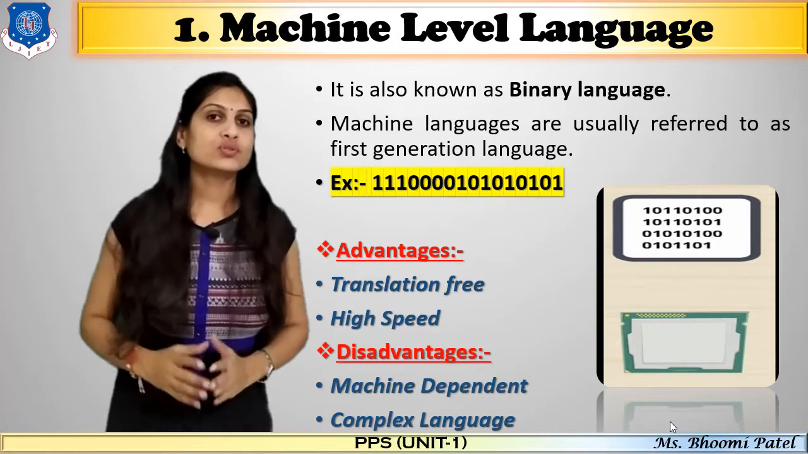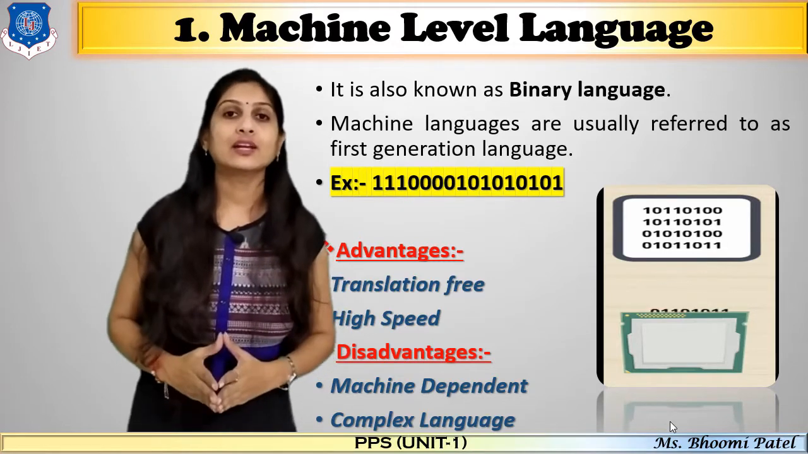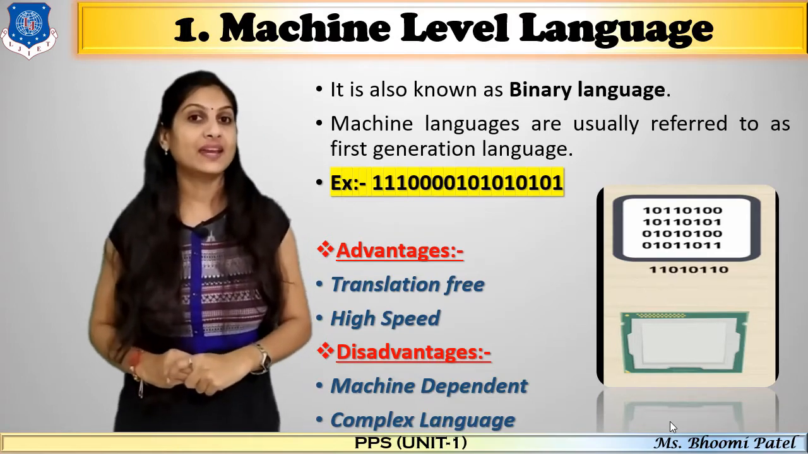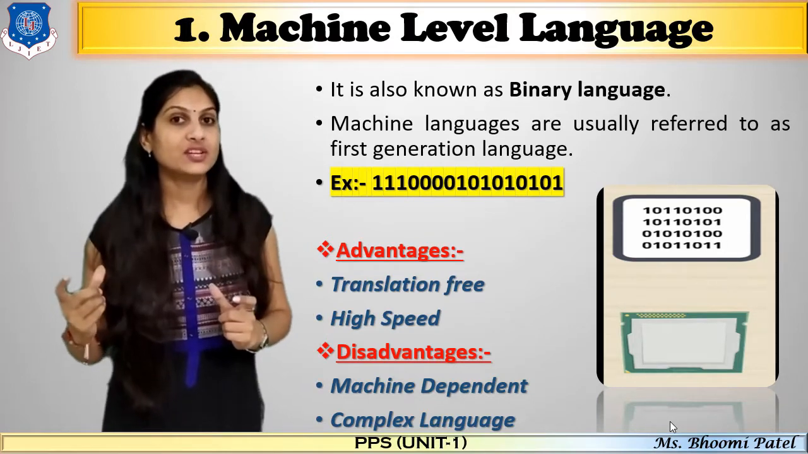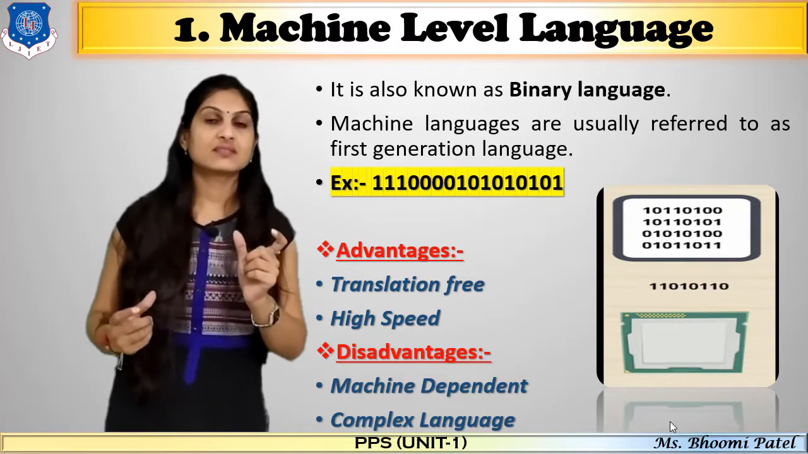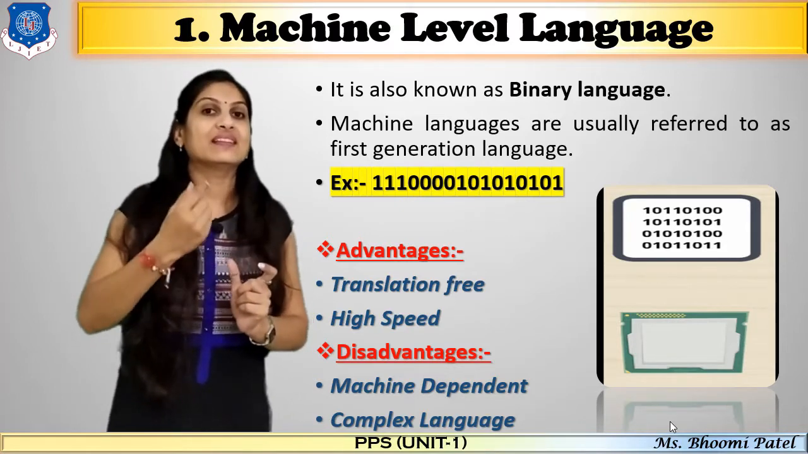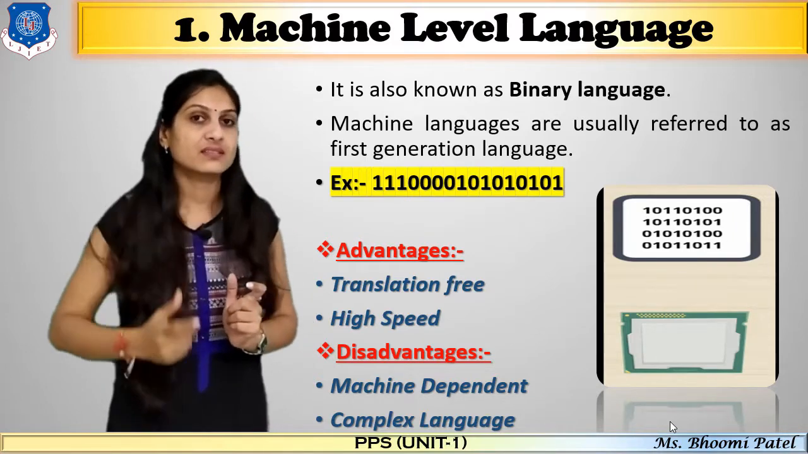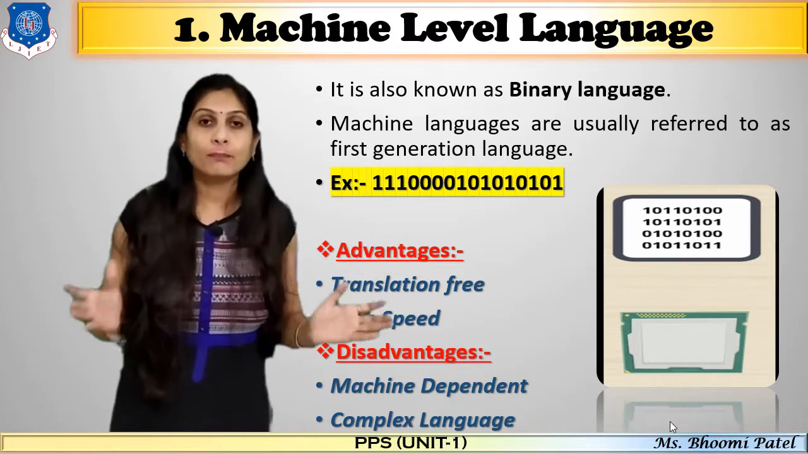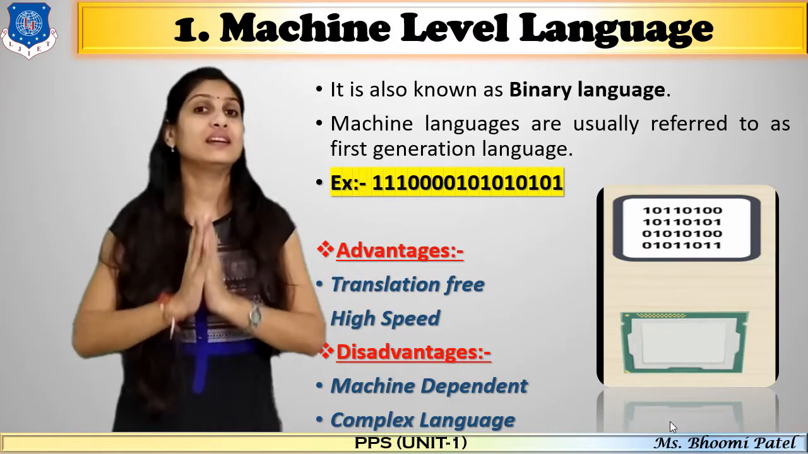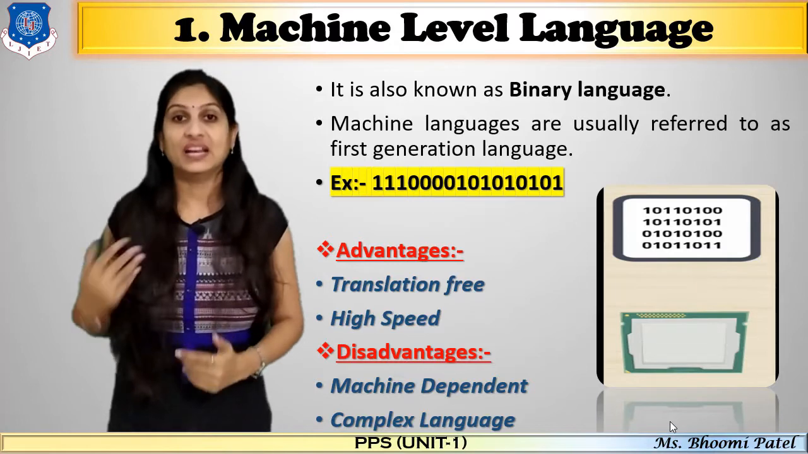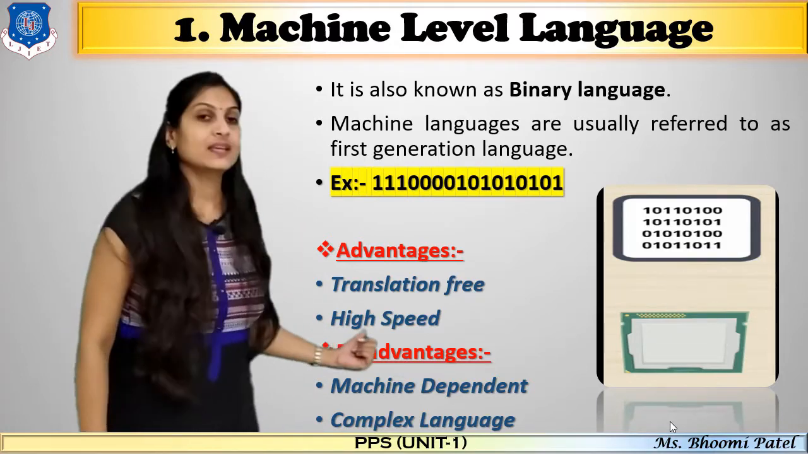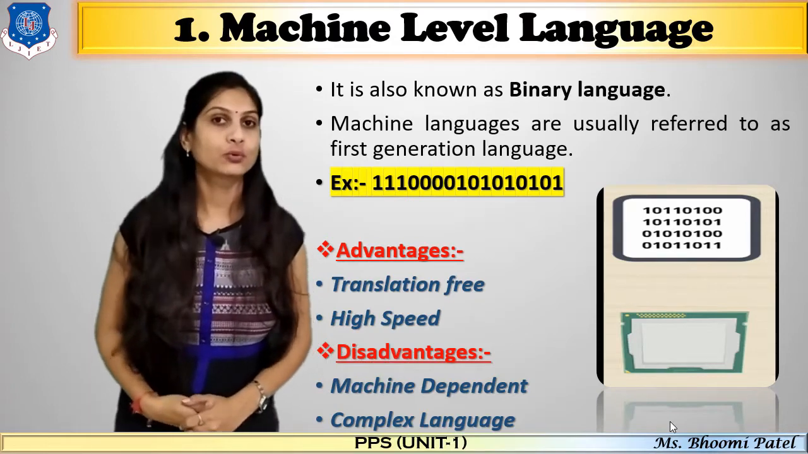Why? Suppose you want to perform an arithmetic operation like addition of two values, then you have to write all the combinations for the addition operation. If you enter 2 and 3, then you have to remember the binary code of 2 and 3 and then write such code. So this combination of 1 and 0 is very difficult for a human to understand and also to remember. So this language is complex for a human.